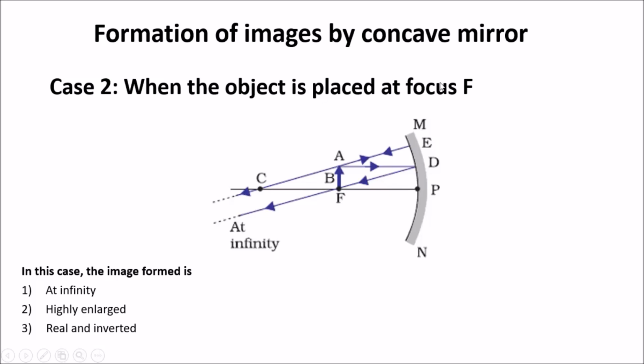So when the object is placed at focus, you can see these are the results. Image is obtained at infinity. As it is at infinity, from the principal axis, we don't know where it will meet. So it is going to be highly enlarged. And because it is in the real region, the image formed is real and inverted. So this is case 2.